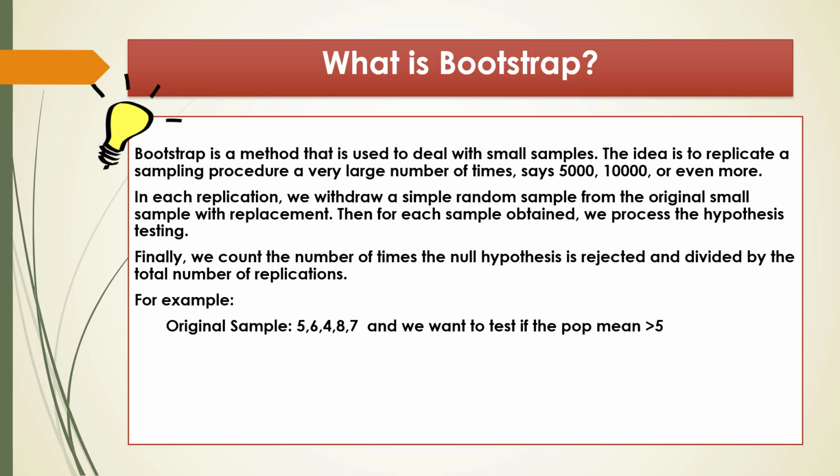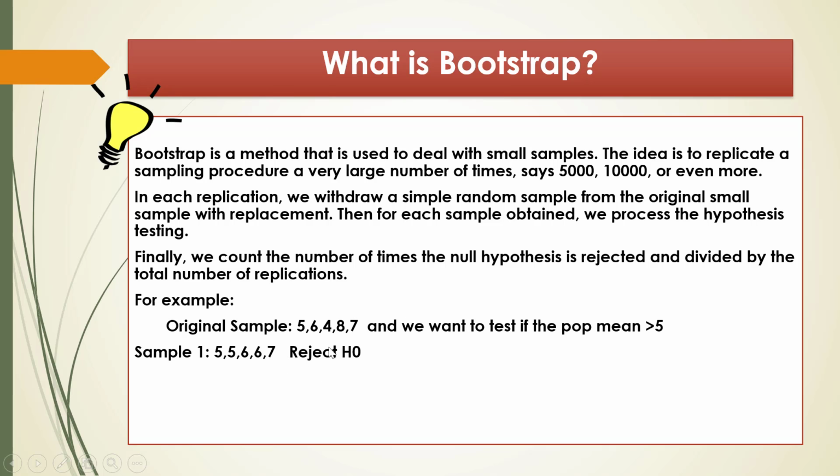So let's say the original sample is 5, 6, 4, 8, and 7, which is a very small sample with sample size only 5. And we want to test whether the population mean is greater than 5. So let's say we use 5,000 or 10,000 replications. In the first replication, we withdraw a sample of size 5 from this original sample with replacement. That means we withdraw the first number randomly and put it back, and withdraw the second number, until we have 5 numbers. So we get the first sample and then we proceed with the t-test using sample 1.